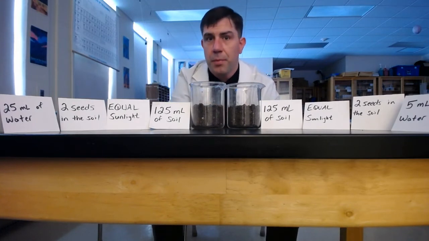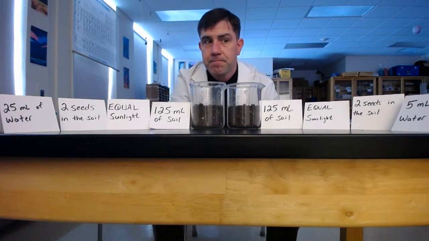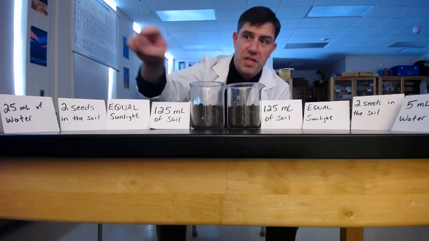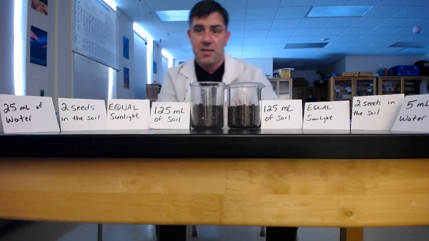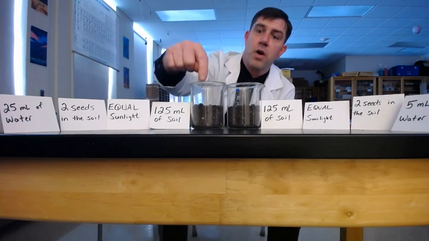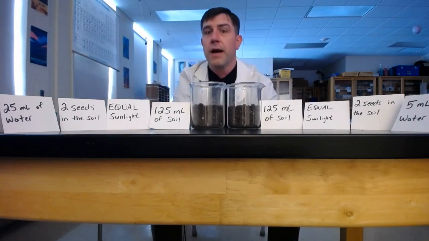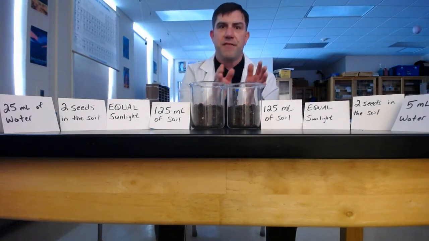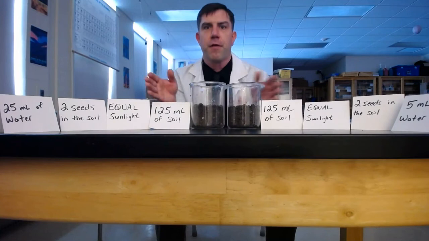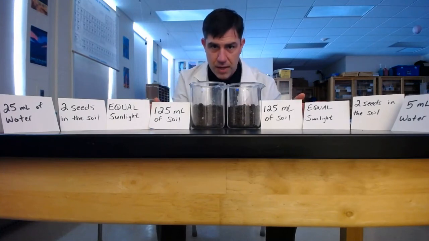Okay, what did you come up with? If you said that the one variable that was different was the amount of water, 5 milliliters of water this one gets, 25 milliliters of water this one gets, you are correct. We call that the independent variable. It's the variable that is different from the rest. I hope that makes sense.